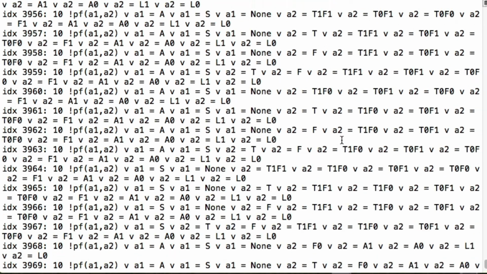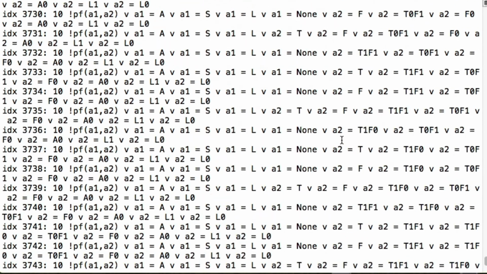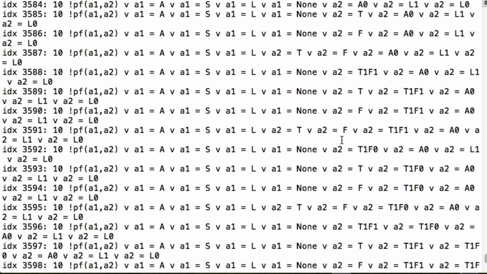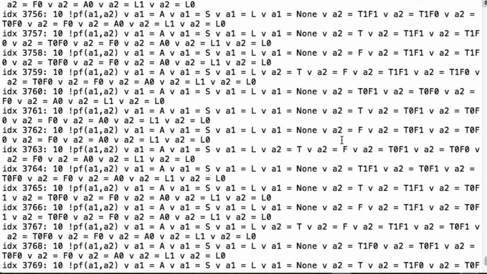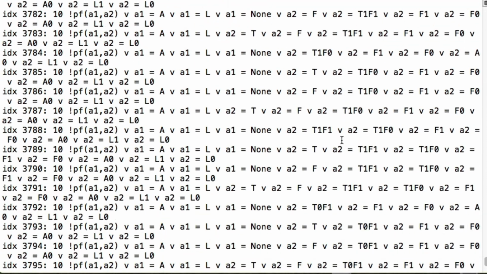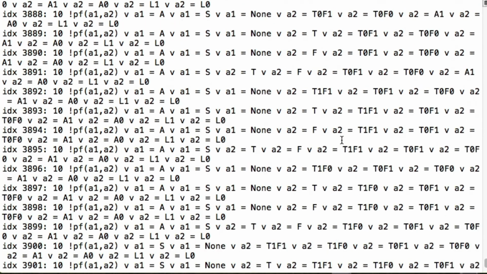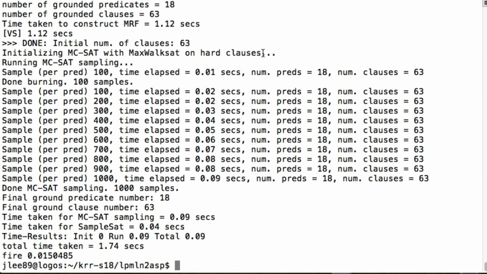There is a long part here that you will probably not be able to read, and we are going to talk about what all these things are about. What happens in the system is there is a certain conversion method from the LPMLN language into the input language of Alchemy, and these parts are something that the system adds automatically. Then it calls Alchemy and does the sampling, and as you see, the fire probability is here.